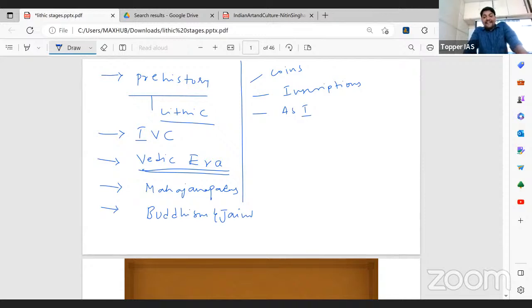Then the different sects of Buddhism: Mahayana, Hinayana, Vajrayana. What are Chaityas? What are Viharas? Then Jainism, how Jainism started. Nirvana comes in Buddhism. Kaivalya comes in Jainism.